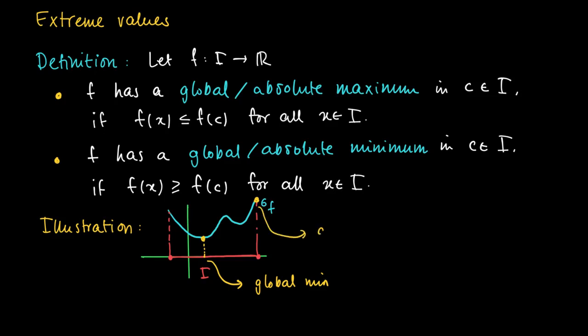And on the right hand side, as a boundary value, on the boundary of the interval, we find a global maximum. We also have something that we will call later a local maximum. You see that it's a kind of peak, but it's not a global maximum or minimum.